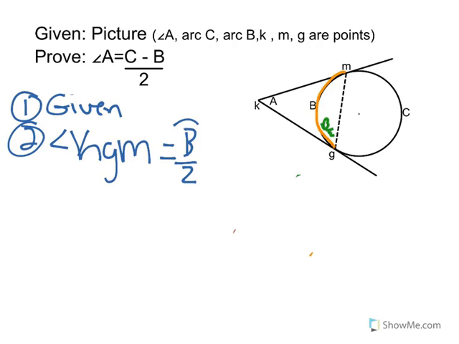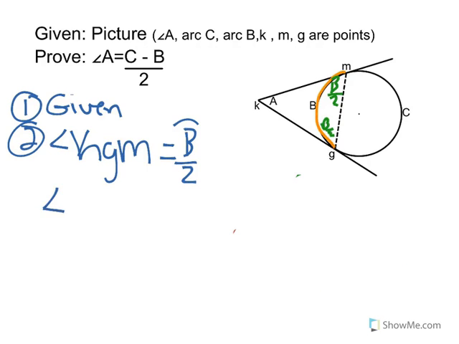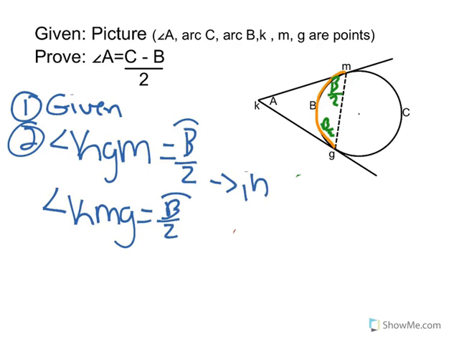And then the same thing is going to happen up here because it's the same situation. You have this circle with those tangent lines. This is now your inscribed angle, so it's half of that arc. So let's write that one out. So that would be angle KMG, and that would also be equal to arc B divided by 2. And both of those have the same reason. They're both because it's an inscribed angle.